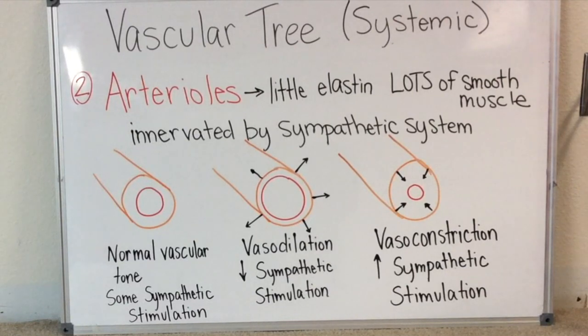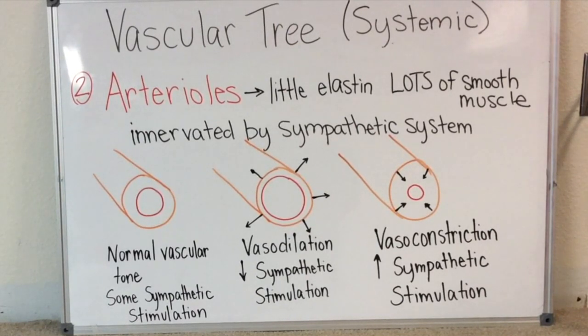When we need to decrease blood flow to an organ, vasoconstriction can occur. Vasoconstriction causes a narrowing of the blood vessel due to increased stimulation by the sympathetic nervous system, which causes increased contraction of the smooth muscle tissue.